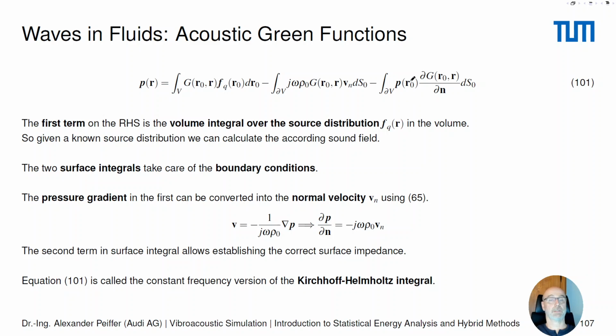So this is the term where the pressure is related to some normal derivative of the Green function. This is also quite practical because this is used in practice to fulfill boundary conditions, to fulfill a specific impedance condition. It could be hard reflecting, it could be absorbing, but it could also be a specified impedance, as you might know from the reflection case in the transmission and reflection session.